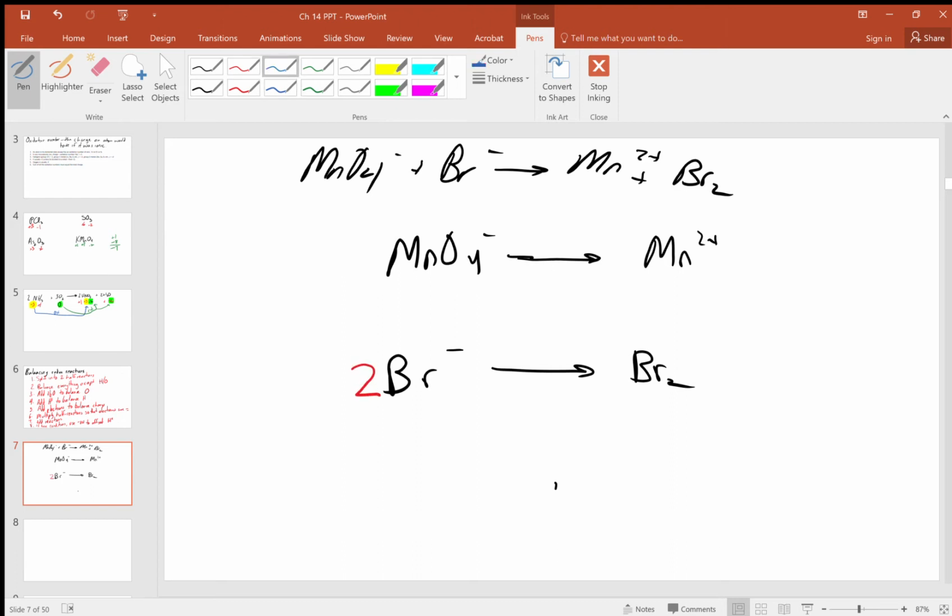Next step, add water to balance oxygen. So our first half reaction has 4 oxygens on the left, but none on the right. So we need 4 waters. That balances oxygen. The second reaction has no oxygen, so we don't have to worry about it.